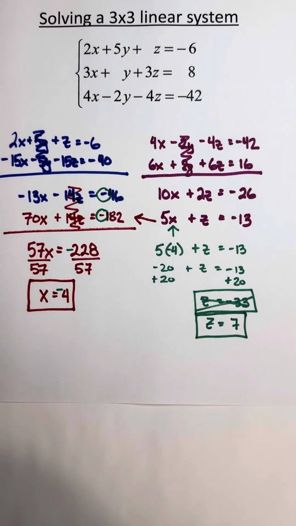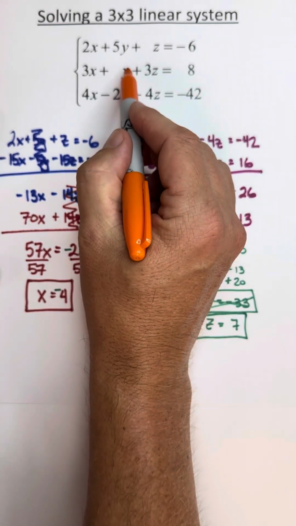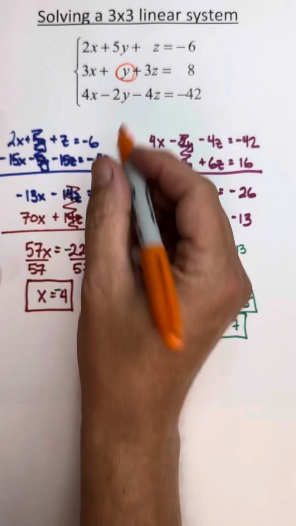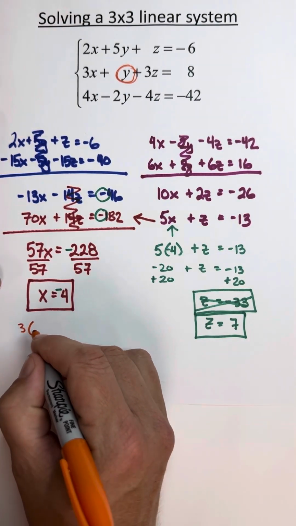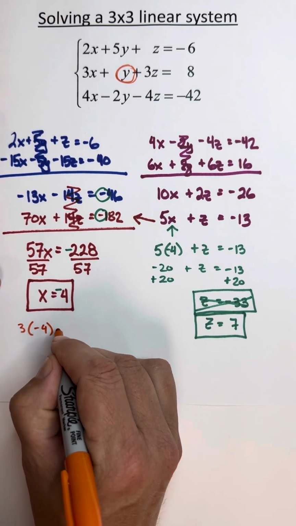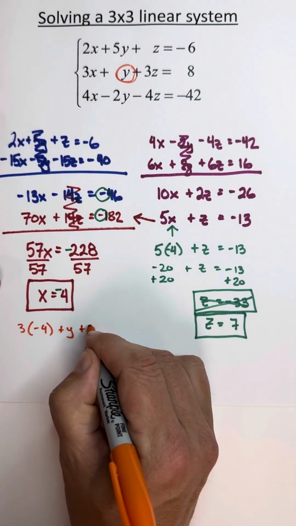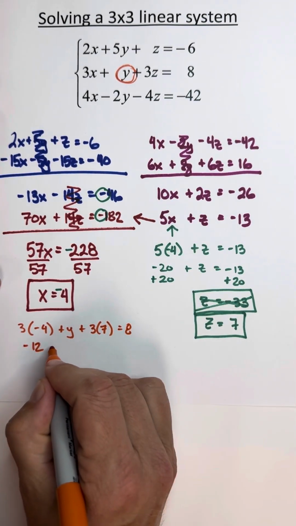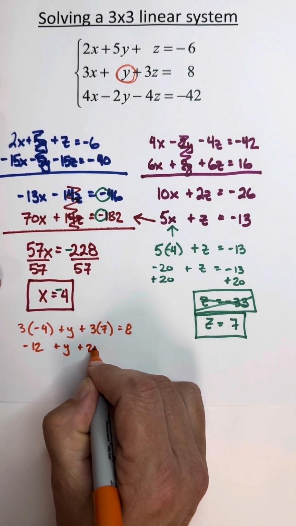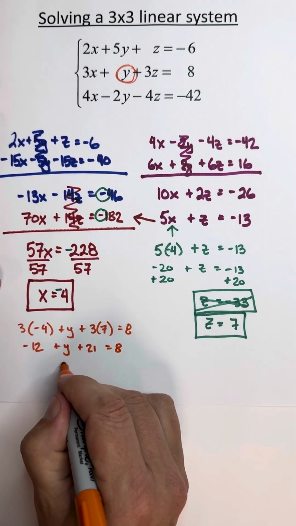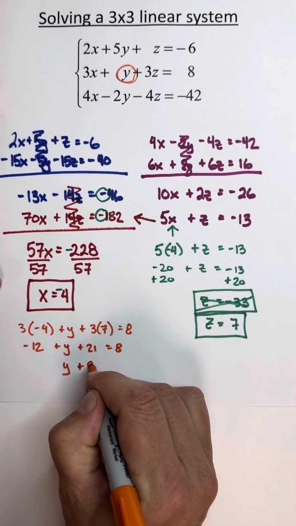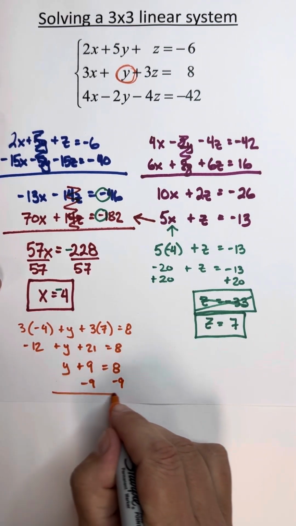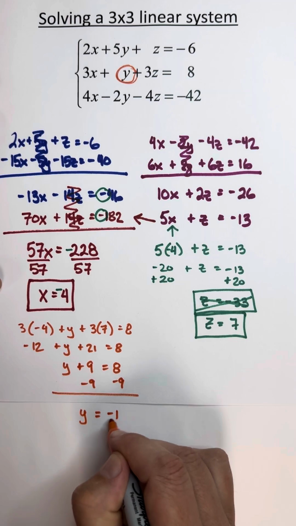Okay, now you're going to find the y. I'm going to pick any of these equations. This one's got the easiest y to solve for. So I'm going to put my answers here into this equation. So 3 times -4 plus y plus 3 times 7 equals 8. That's negative 12 plus y plus 21 equals 8. That is y plus 9 equals 8. Minus 9 from both sides. So we get y equals negative 1.